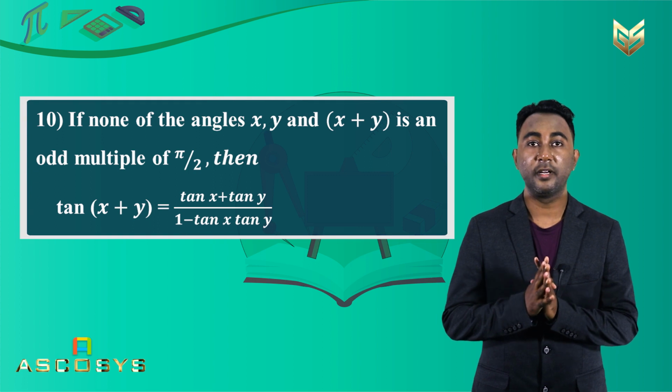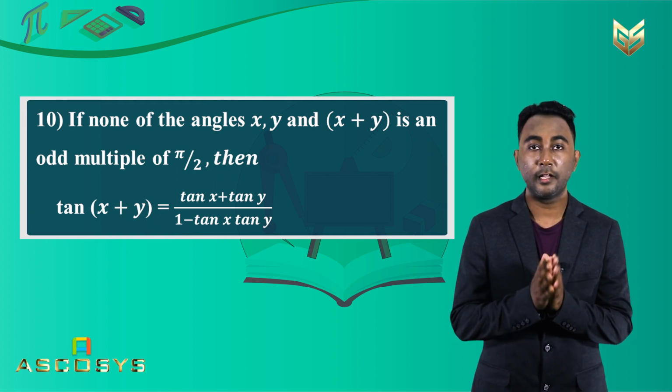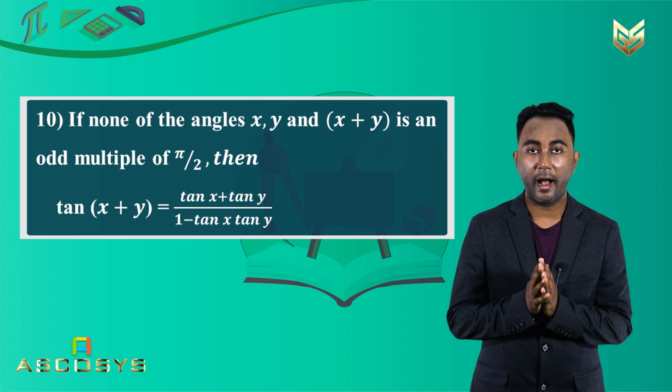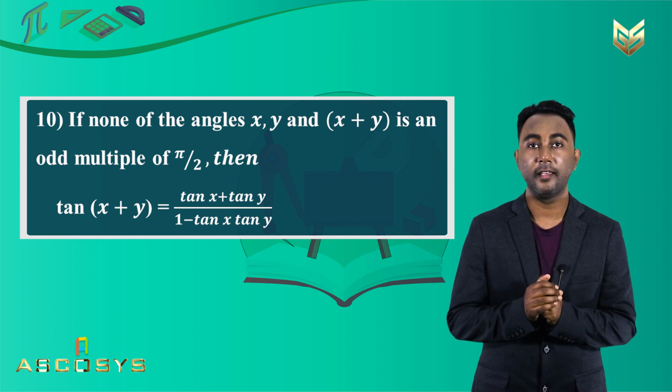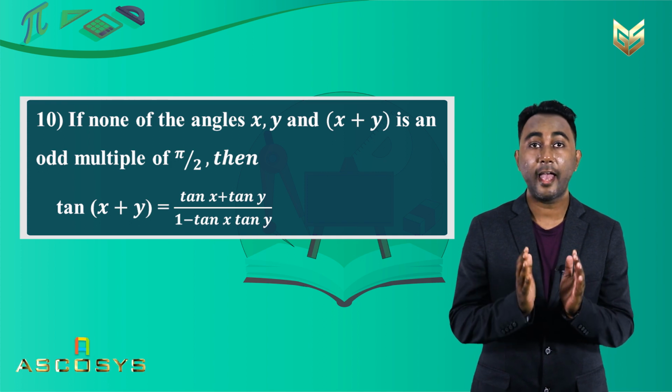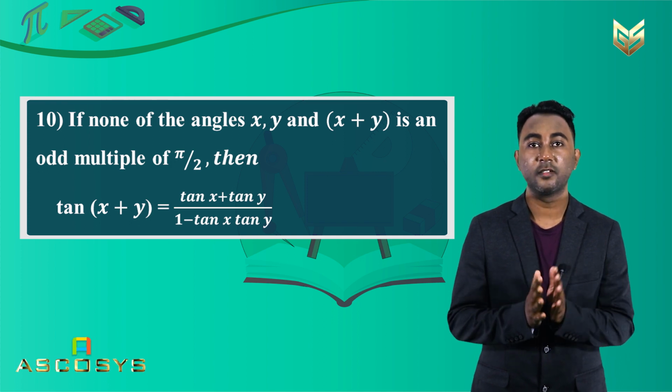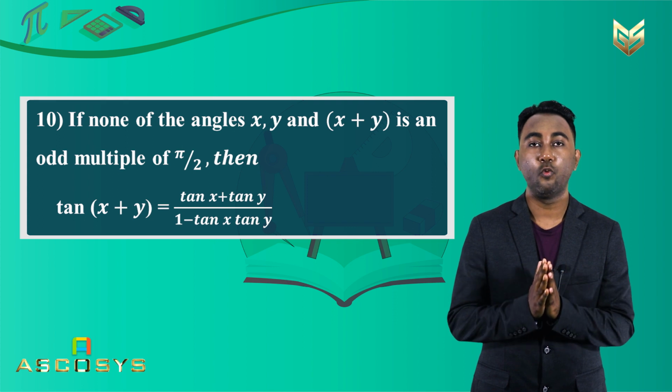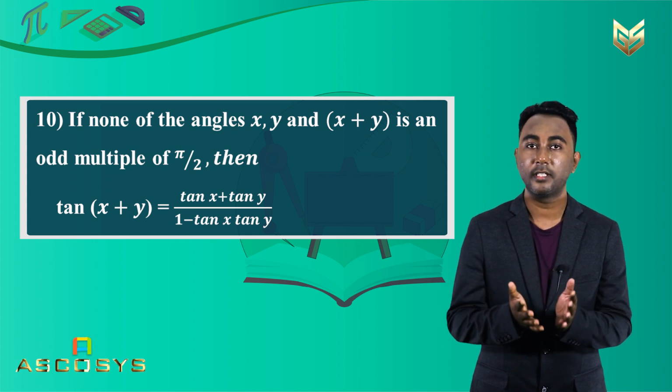Identity number 10 says if none of the angles x, y and x plus y is an odd multiple of pi by 2, then tan of x plus y equals tan x plus tan y divided by 1 minus tan x into tan y.